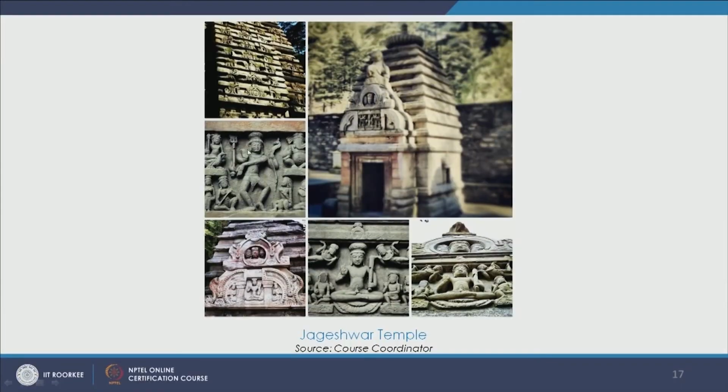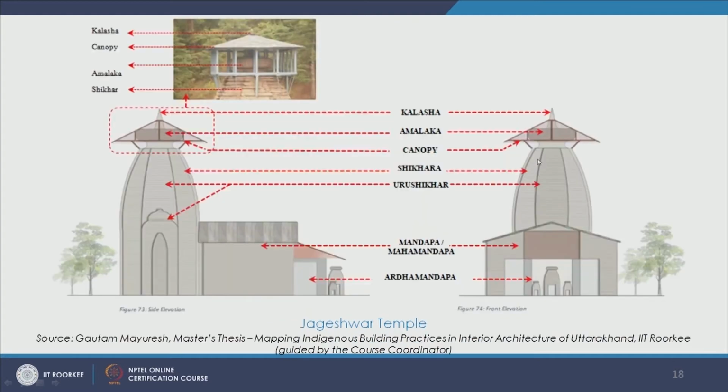These are the pictures of the Jageshwar temple, which is a very famous temple in Almora, Uttarakhand, and it's entirely done in stone. It's basically dry masonry, and it has very intricate carvings which bring out the details of the gods and goddesses and nature, the motifs from nature, all that we see over here.